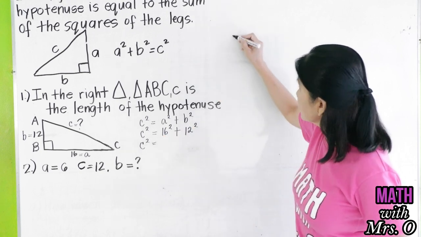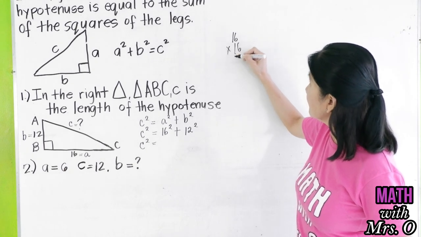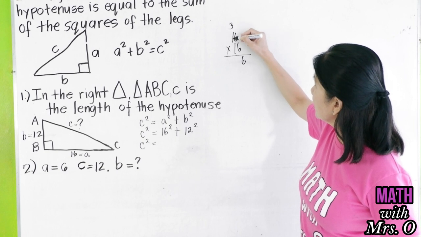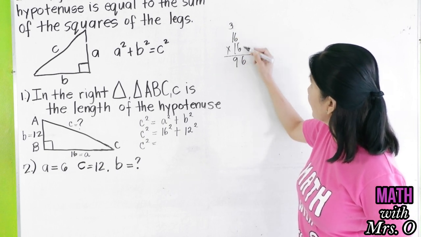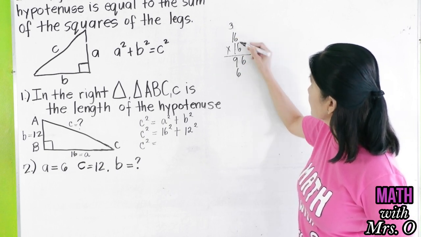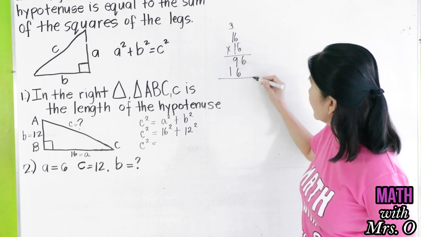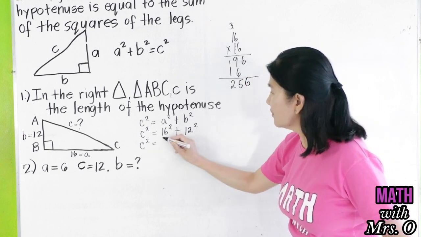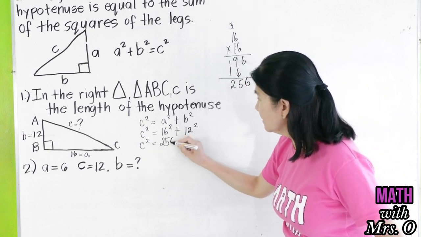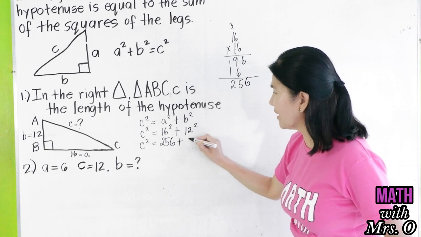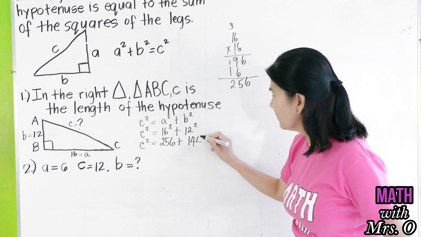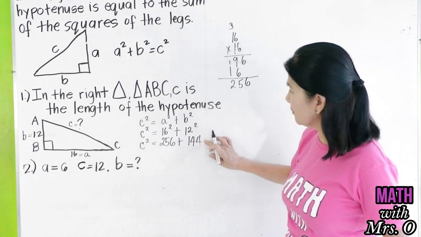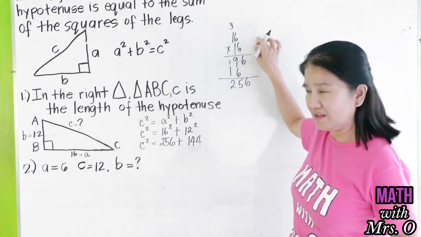So let's solve here. 16 times 16. 6 times 6, 36, carry 3. 6 times 1 is 6 plus 3, 9. 6 times 1 is 6. 1 times 1 is 1. Add them. 6, 15, carry 1, 256. And I think you know that 12 squared is 144. As early as grade 6, you know that 12 squared equals 144. But you can go the long way like this.